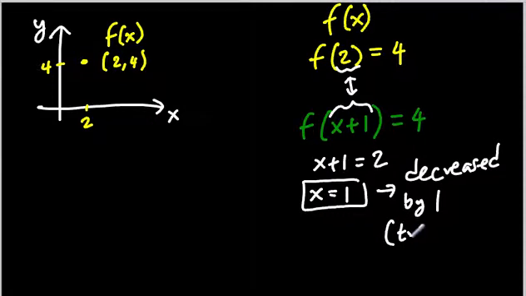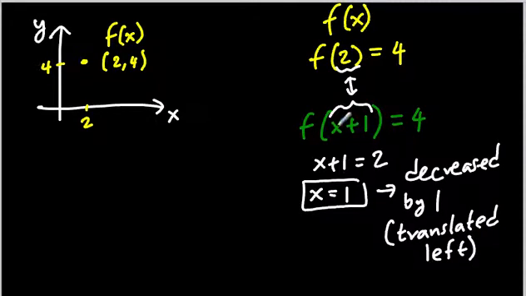So it must mean it has moved to the left. We'll say translated left. And this seems a little bit counterintuitive, because you might have thought that, oh, it's x plus 1, so maybe it's a movement to the right. But no, it's actually quite the opposite. Because we said x plus 1, we need to compensate for that by saying it's decreased by 1, so it's translated left by 1 unit.